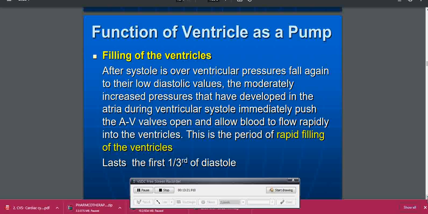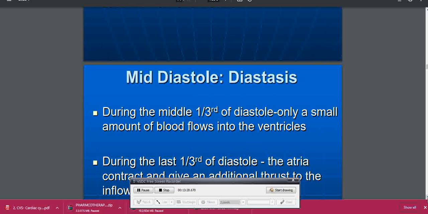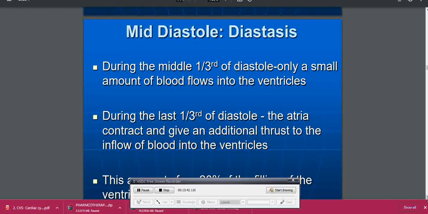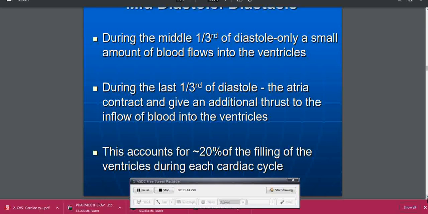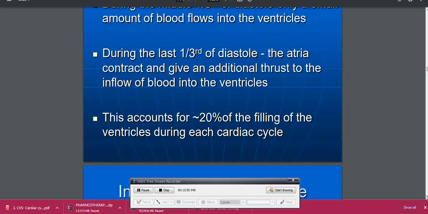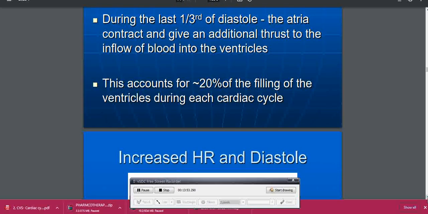I hope you are all good up to there. Now, it always lasts a third of diastole. Let's check on the mid-diastole, also called diastasis. During the middle one-third of diastole, only a small amount of blood flows into the ventricles. And during the last one-third of diastole, the atria contract and give an additional thrust to the inflow of blood into the ventricle. This accounts for 20% of the filling of the ventricle during each cardiac cycle.